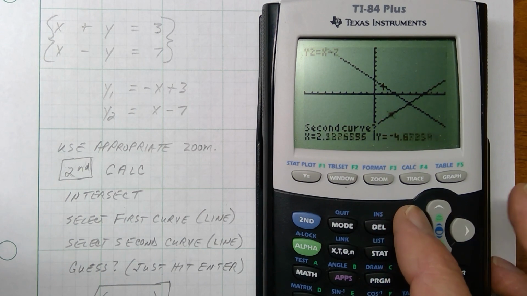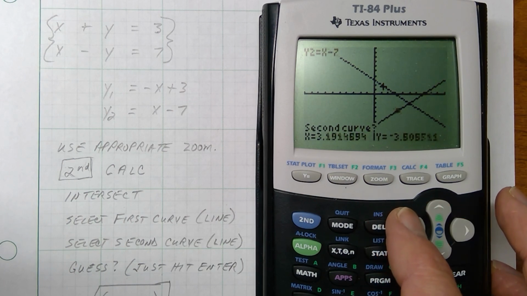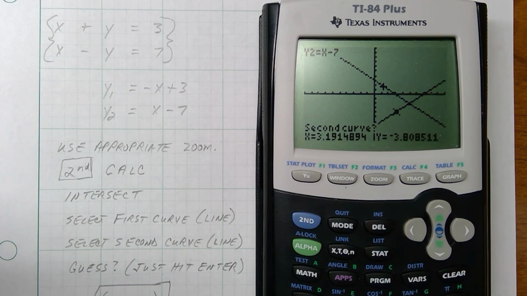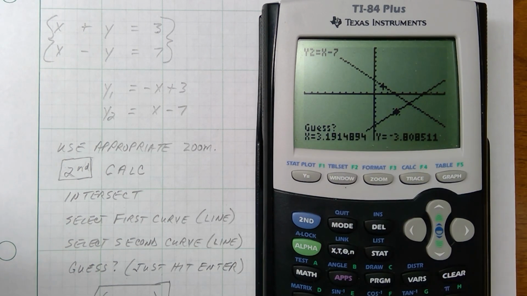Now it bounced me down here to this line here, and it says, hey, is this where you want to be? Are you on the second curve? And I'm going to say, yeah, sure I am. If there's only 2 lines on there, you really don't have to think about it. And then they always ask you if you want to guess. No, we never want to guess. Just hit enter again. And there's your solution. 5, negative 2 is where the 2 lines cross.